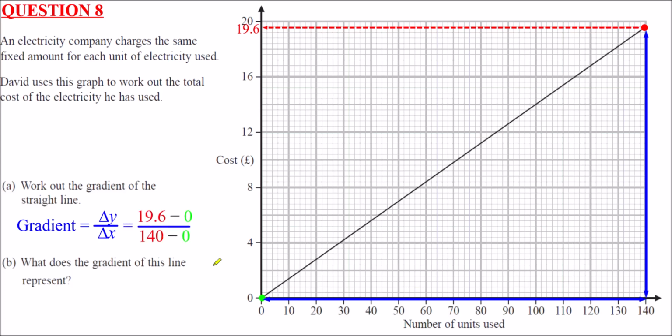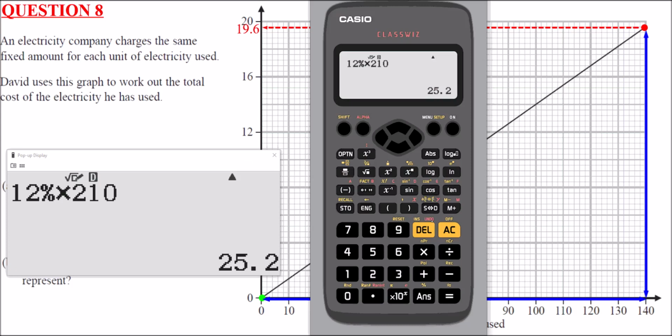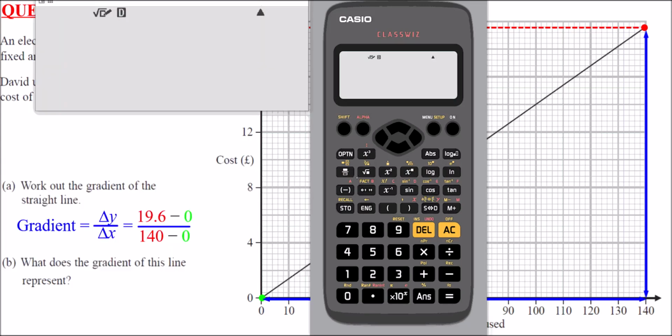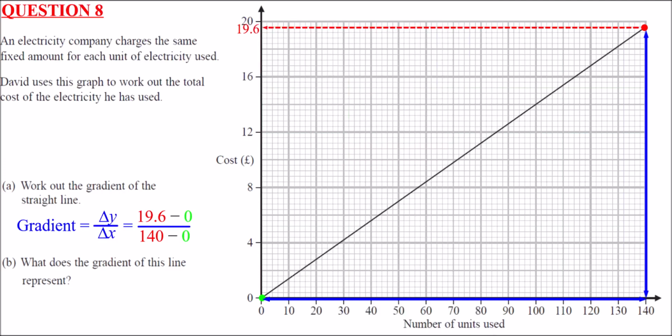So plug that into our calculator. We can just put 19.6, put minus 0 if you really want to, over 140, and that gives 7 over 50, which of course is 0.14. So therefore, we've got 0.14.